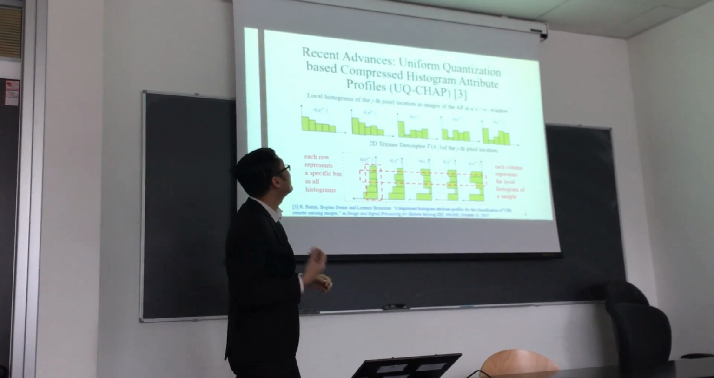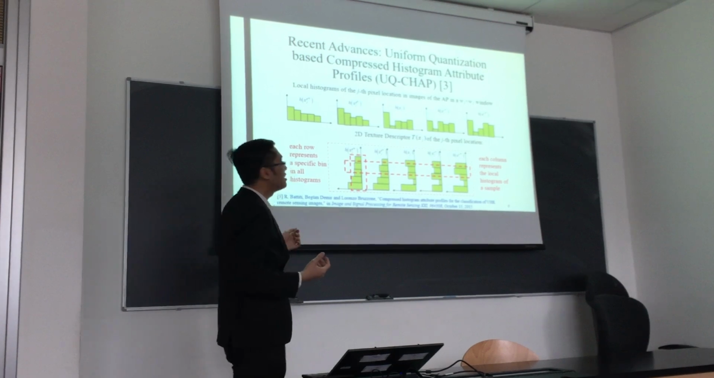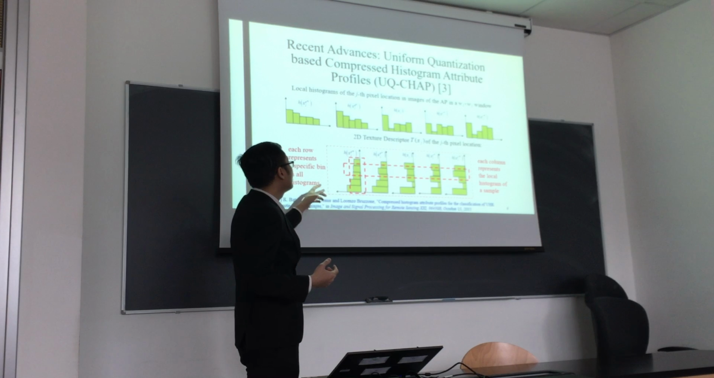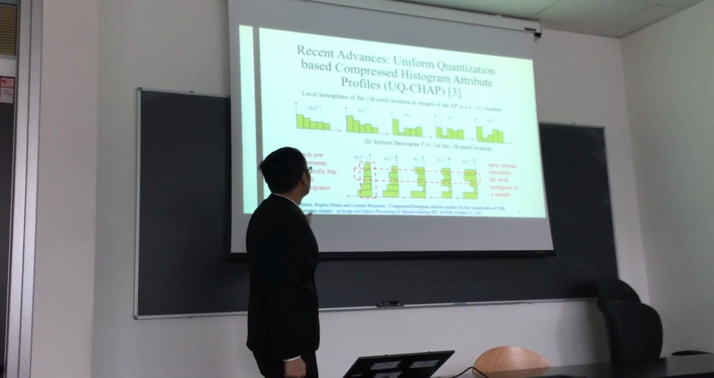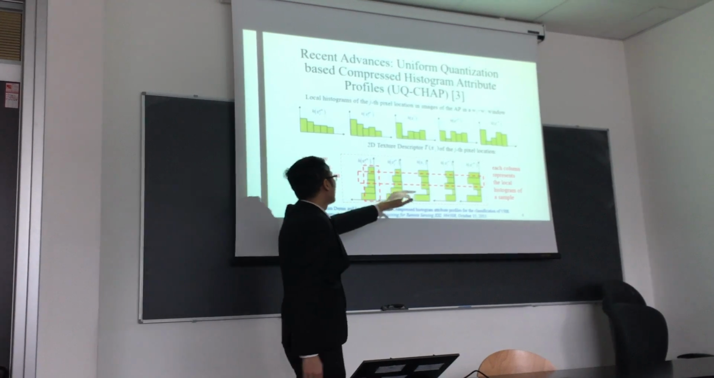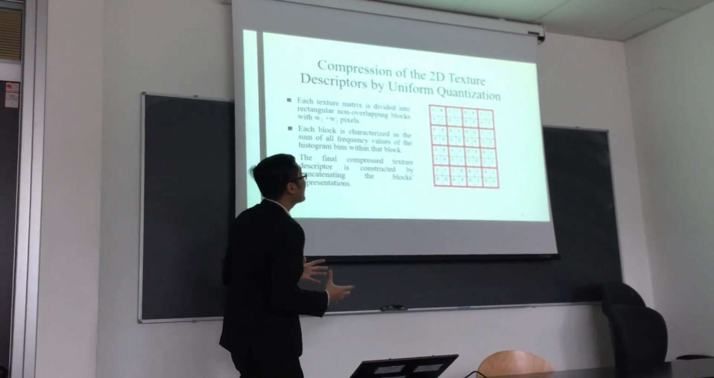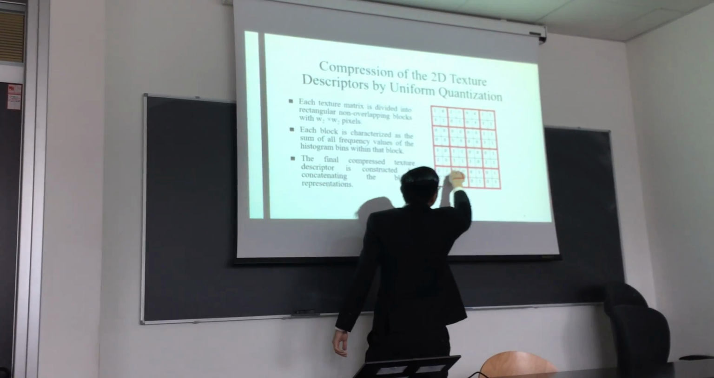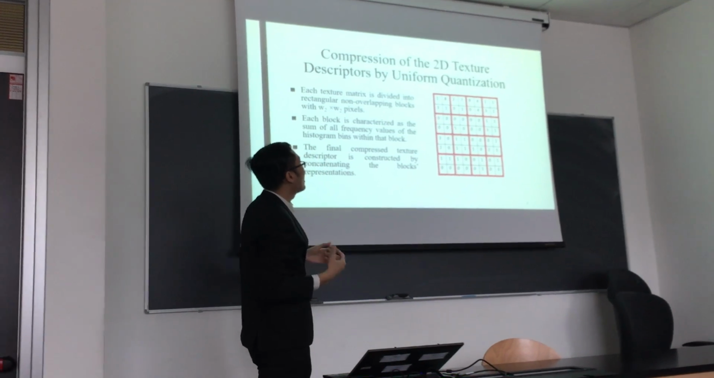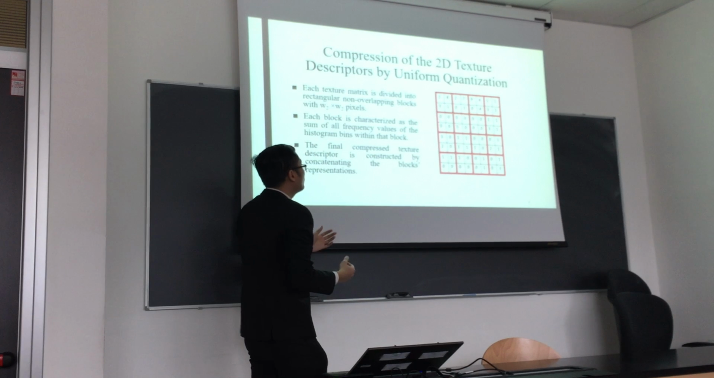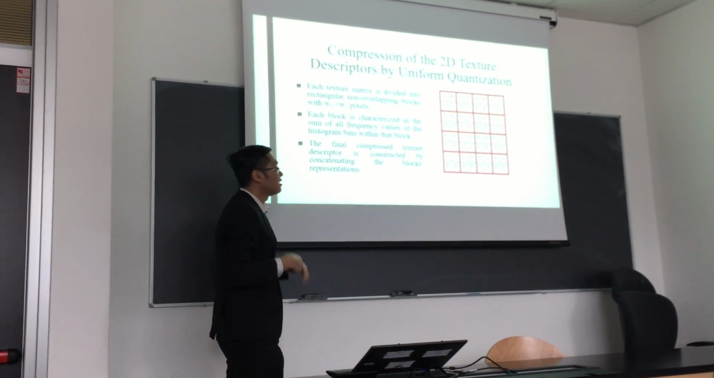So uniform quantization based compressed histogram attribute profiles were introduced to overcome that. Here, instead of stacking the local histograms in the texture descriptor vector, we accommodate them in a 2D texture descriptor. We can see each row of the descriptor represents a histogram bin, and each column represents the local histogram sample. And then after we have the 2D matrix, we divide it into rectangular non-overlapping blocks, and each block is characterized by the sum of all the frequencies inside the block, and then we stack all of the sums into the new compressed texture descriptor and use it for classification.